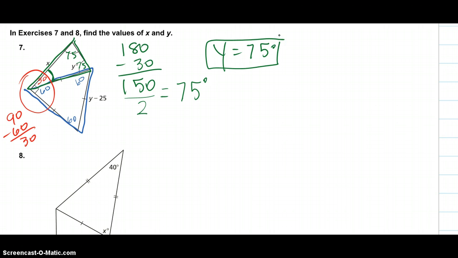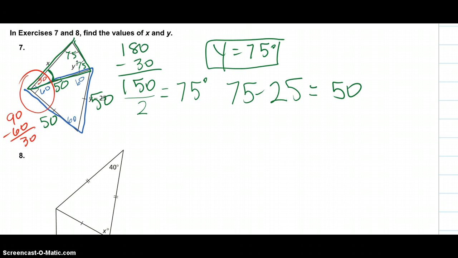And remember yesterday I was saying that once you find a variable, it's the same within the entire problem. So once we've found y, I also know this y, so it is 75 minus 25 to find that extra side length. And that side length would be 50. So if this side is 50, that means all of these are 50.